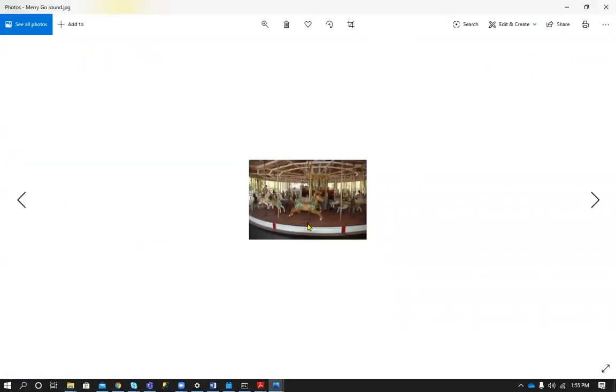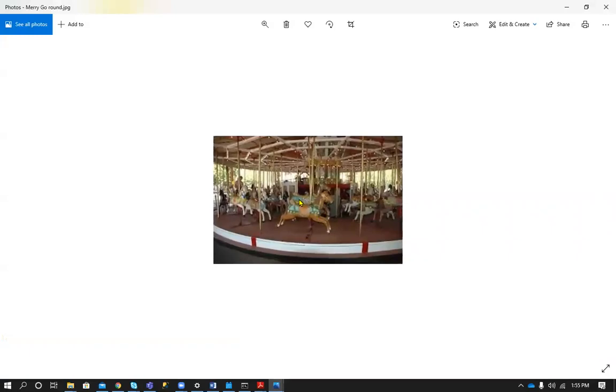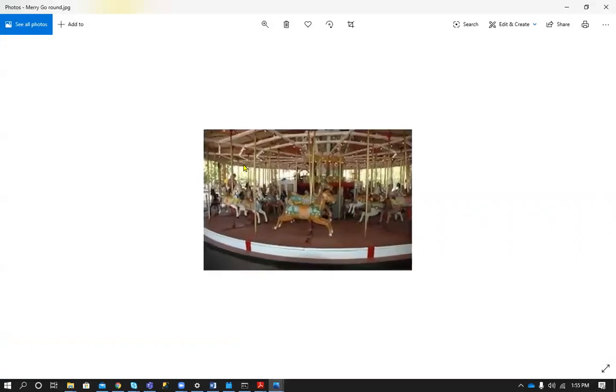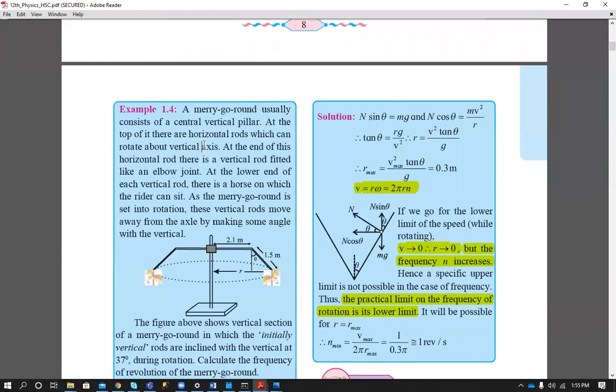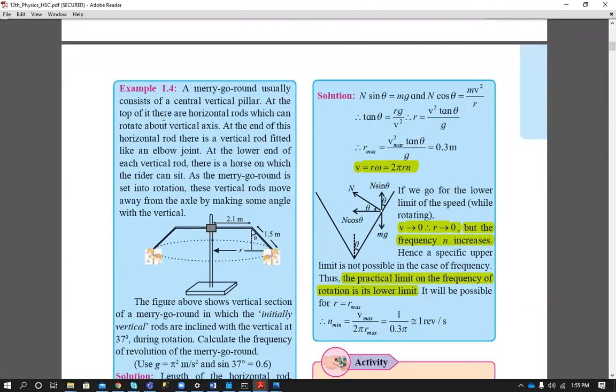So this is a merry-go-round. This is a horse system. It is nothing but your horizontal circular motion. So in the problem, what is given? Merry-go-round usually consists of a central vertical pillar. They have shown the horse here also. At the top, horizontal rods, and in the horizontal rod there is a vertical rod fitted like an elbow joint. This is what it is talking about. So what we have to find out here, let's see directly.